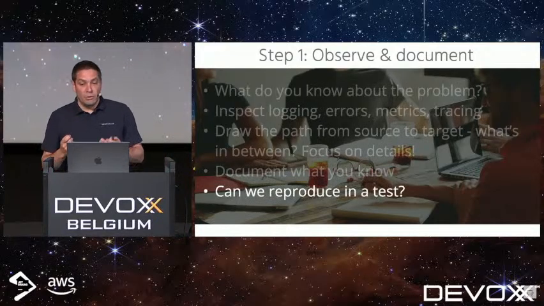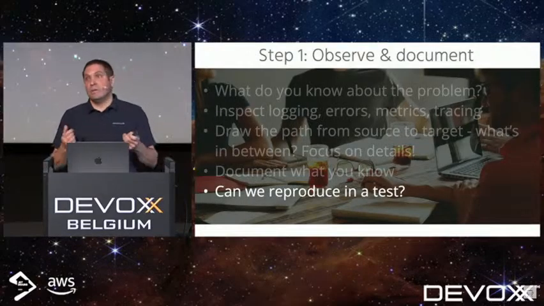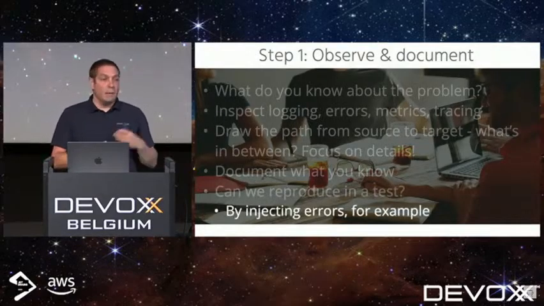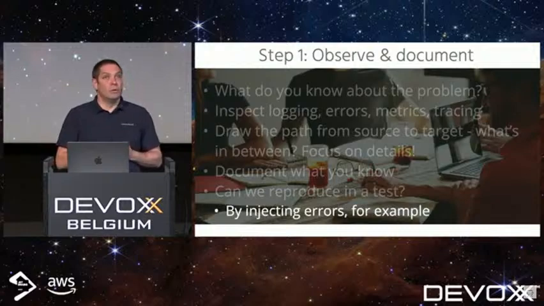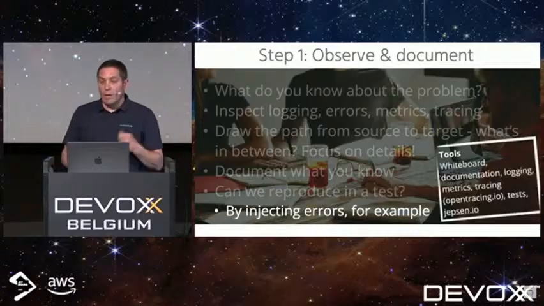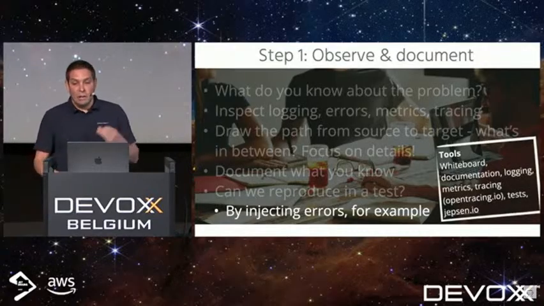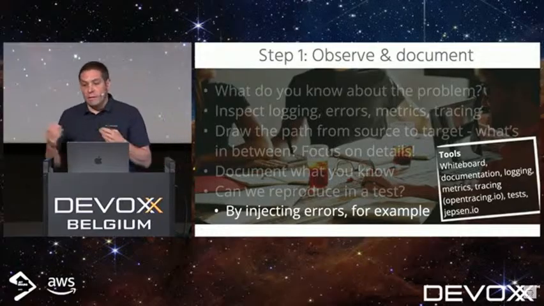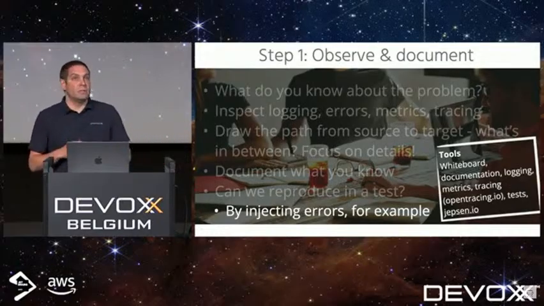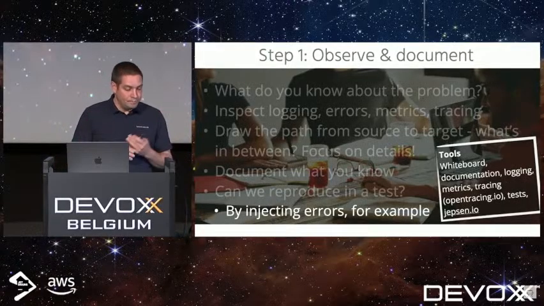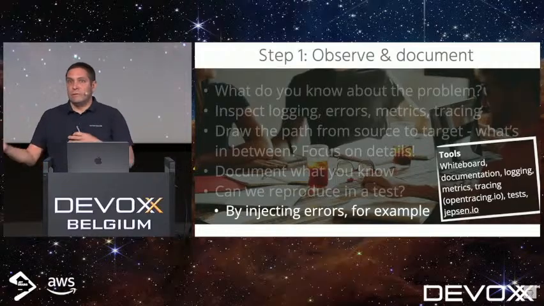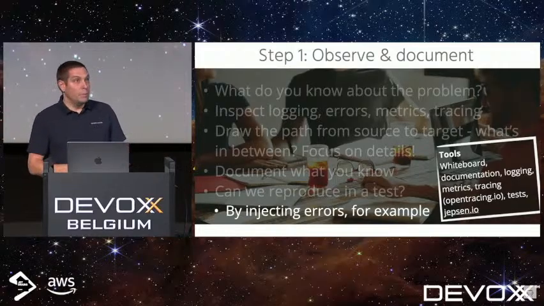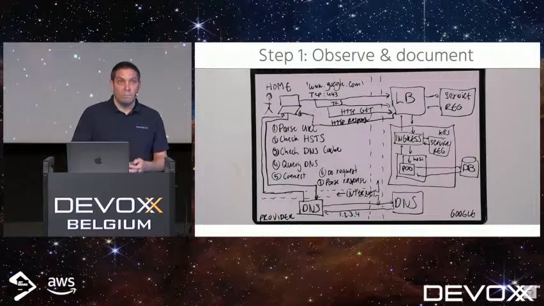And think whether you can reproduce the problem in a test, in a unit test, an integration test, for example, by injecting errors on your local side. So tools you use here, maybe a whiteboard, documentation, logging, metrics, tracing. You could have a look at the OpenTracing project, tests, or fault injection systems like Jepsen. So if you're building distributed systems, Jepsen is an awesome tool to inject faults, latency, errors, etc. And the result may look something like this, or completely different.